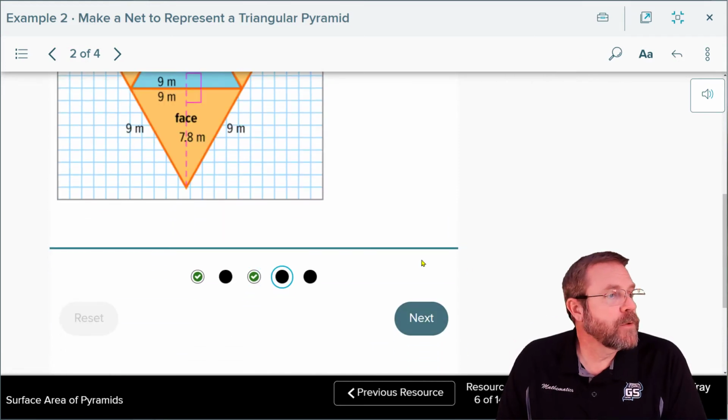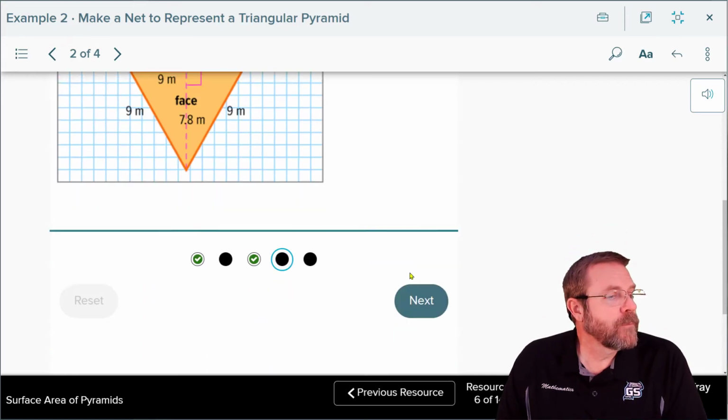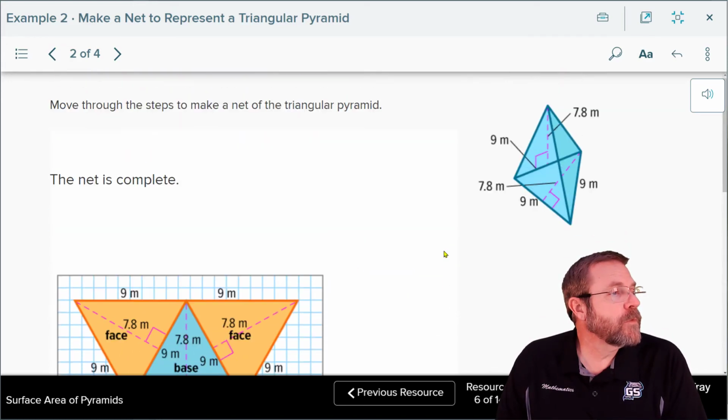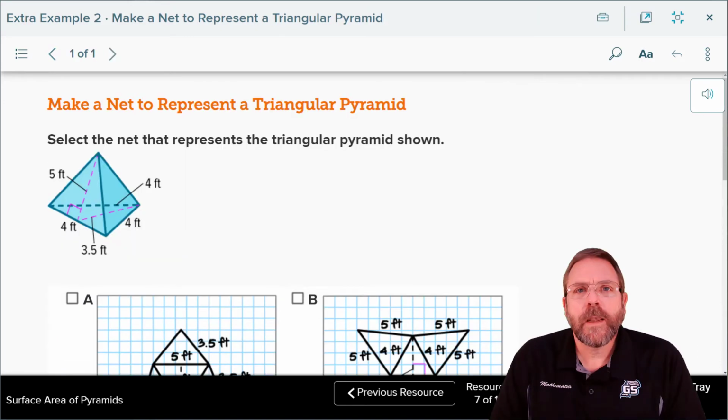From there, they took and laid out all of those, and hey, that's pretty cool. It made out an even bigger triangle. And finally, from that, they would say that, yep, your net is complete. That's all there is to doing this. Now, once again, it's going to be your turn. Pause the video, see how you end up doing on this one.